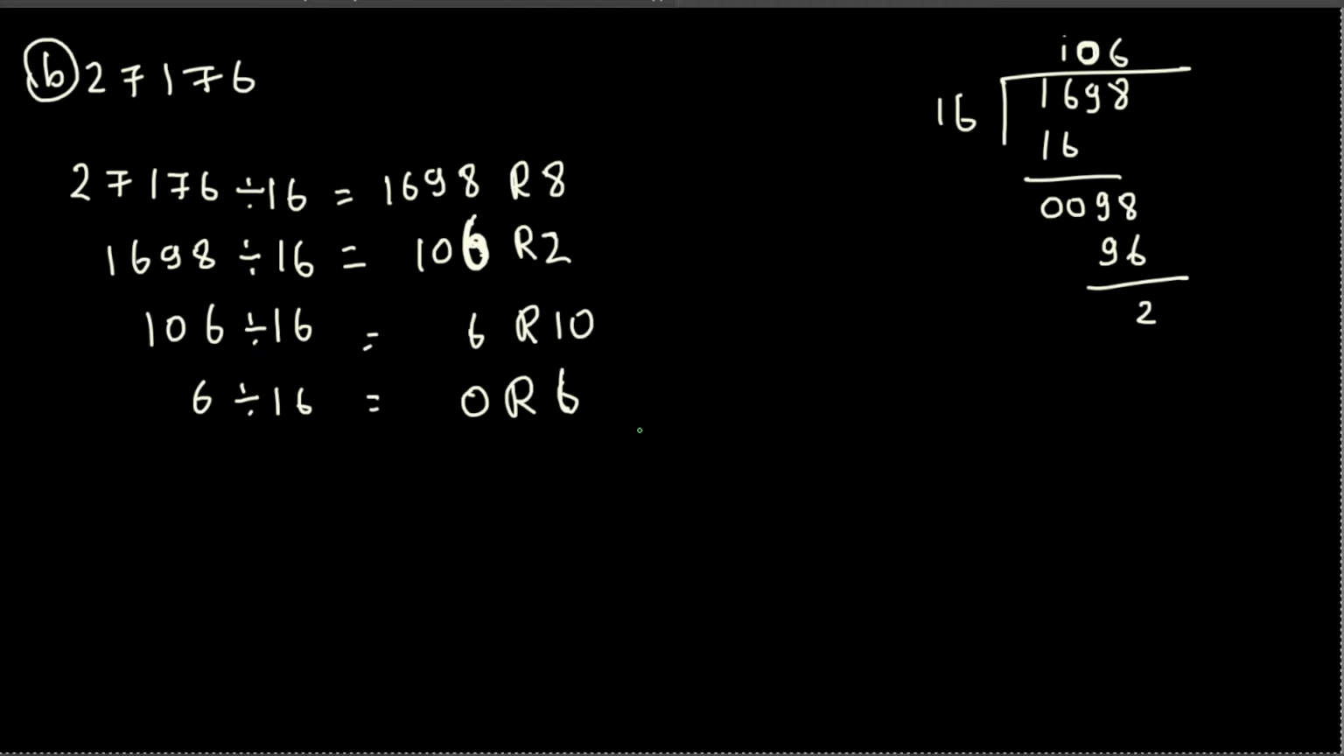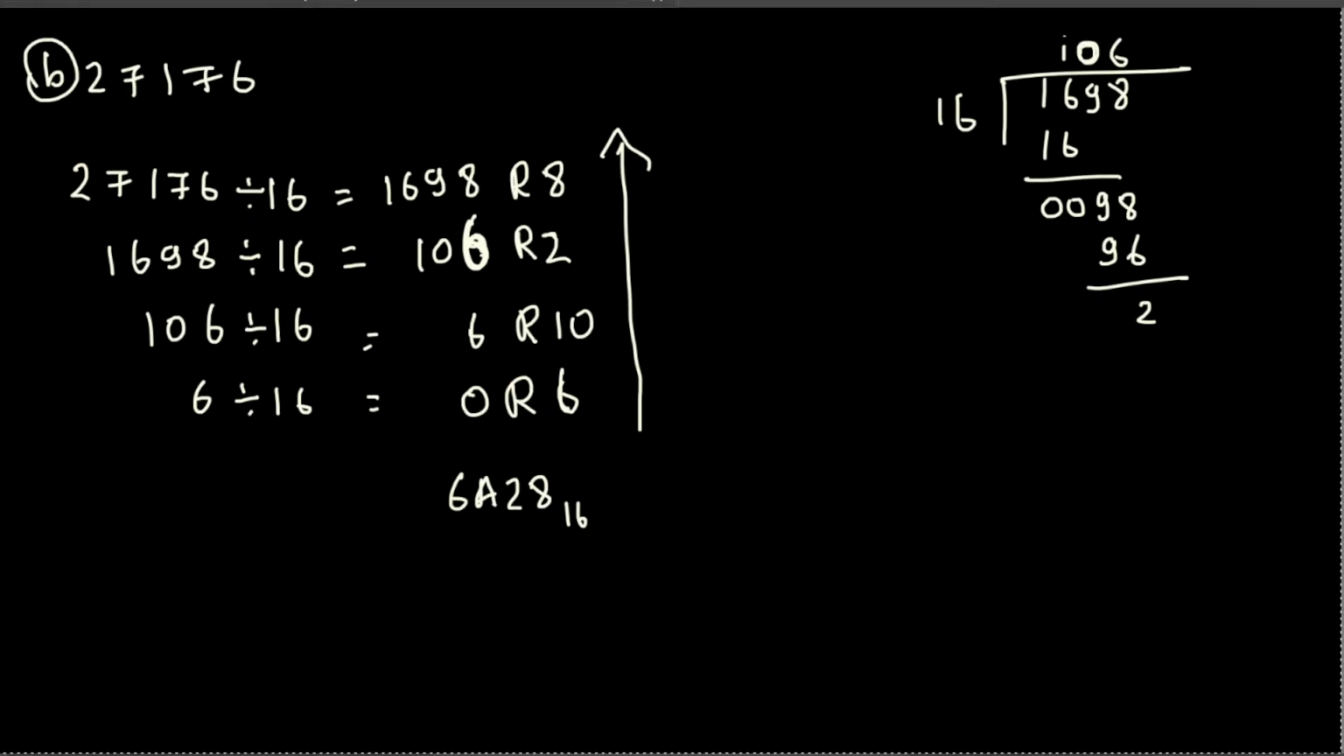So we read from bottom to top, and in hexadecimal we already know that anything above 9 is a letter: 10 is A, 11 is B, 12 is C, 13 is D, 14 is E, 15 is F. So you have to know that. So this is going to be 6A. Reading from bottom to top, 10 represents A in hexadecimal, so 6A, base 16, is the hexadecimal conversion of this decimal number.